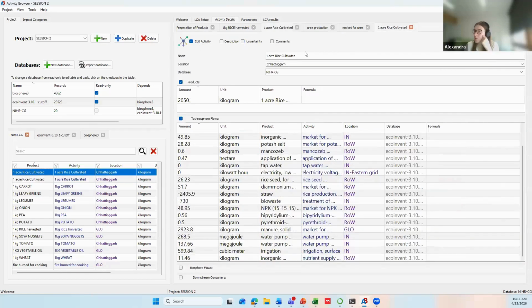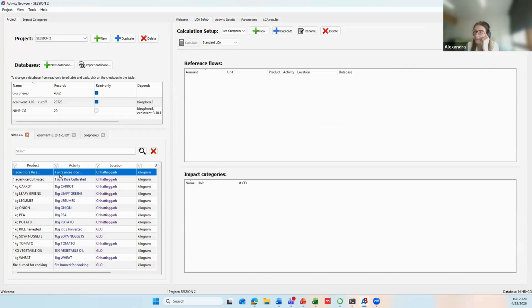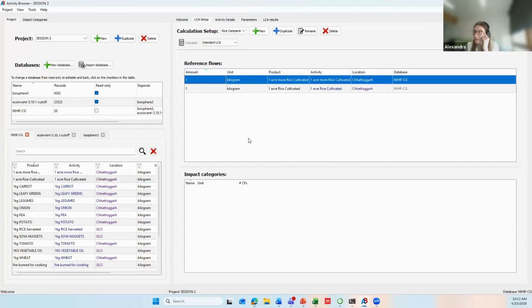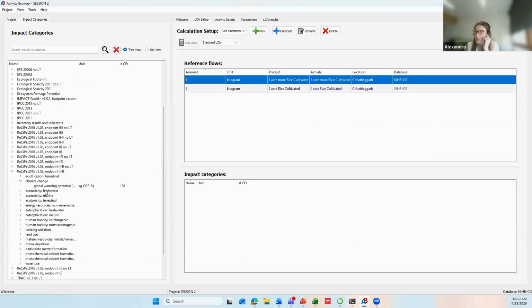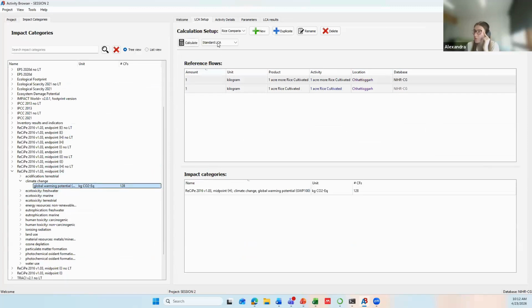And we need to find a way to change the name to differentiate more. I'll put more rice. Now we have two different products, so we can go back to the setup, we can tell them apart. We'll compare just 1 kilogram just to see how that has impacted our results, and if we made any mistakes, maybe this would be good. Here we're only gonna look at global warming potential because we're trying to do it quickly.